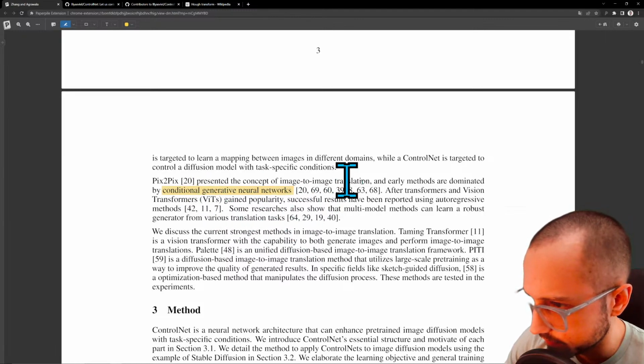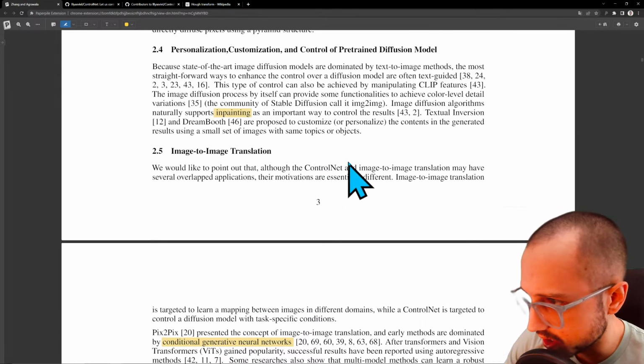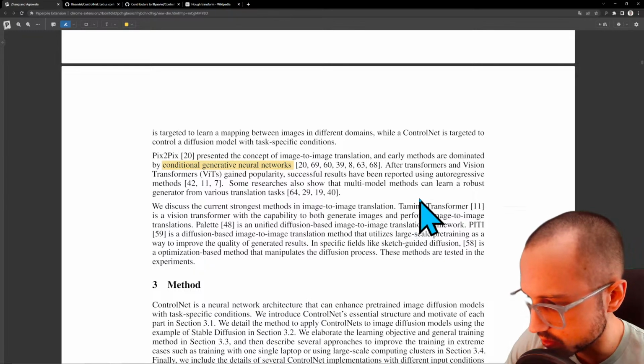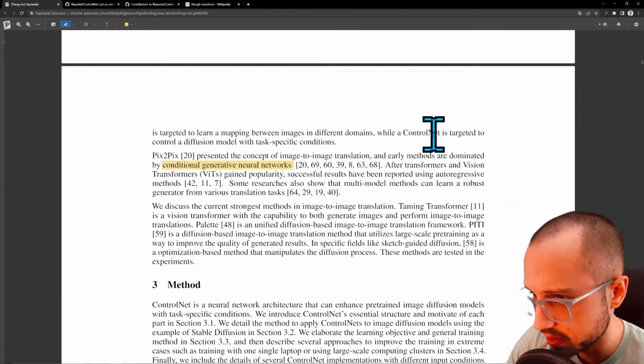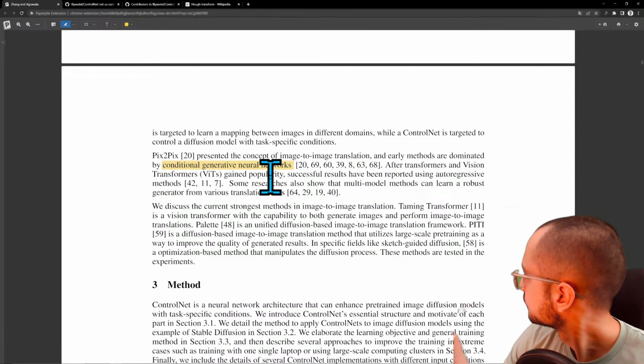And in here, I guess what they're referring to is that in Pix2Pix, they're conditioning it on an image, maybe? Normally, the conditioning is a text. So the latent vector coming out of a text model is what people are conditioning models with. After Transformers and Vision, Transformers gained popularity.